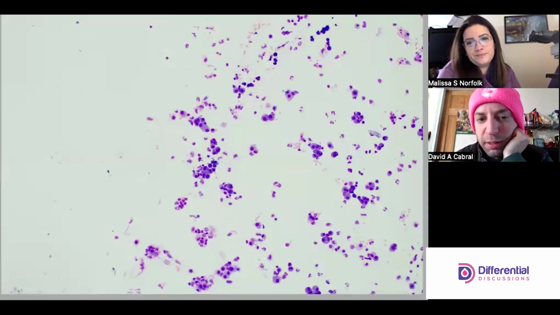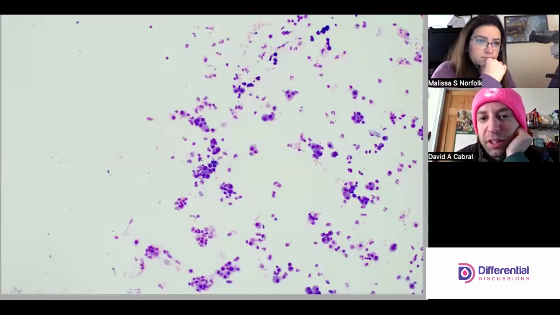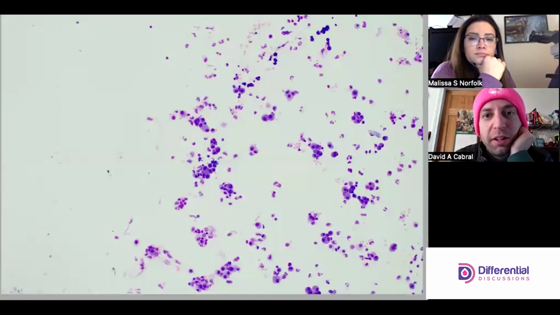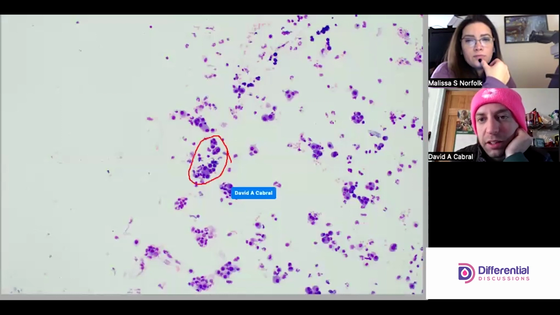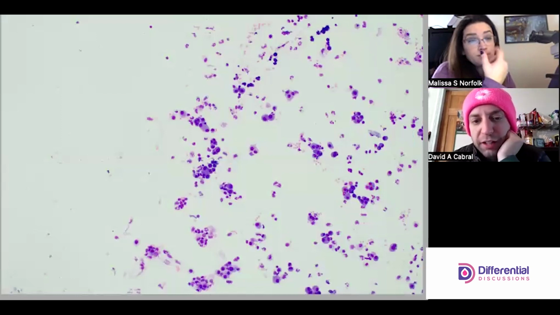We're on our low power, like we like to start, and we're looking around. I always like to look for clumps, right? There are small clumps that are probably going to be consistent with lining cells and things, but we don't know that until we look at them. I see this kind of stuff. They look mononuclear. We'll see when we get in closer, but nothing is standing out to me as weird.